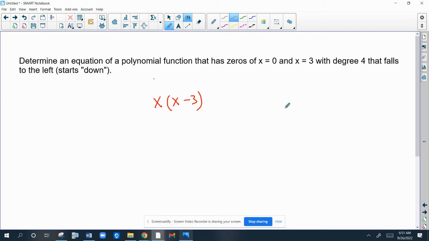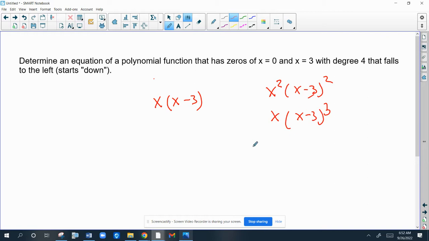There's a bunch of ways you can do this. You could say, let's make the first zero a multiplicity of 2 and the second zero a multiplicity of 2, and then multiply it out. That would work. Or you could say, let's have the first one have a multiplicity of 1, the second one a multiplicity of 3, and multiply it out. That would also work. But we're going to make it easier on ourselves.